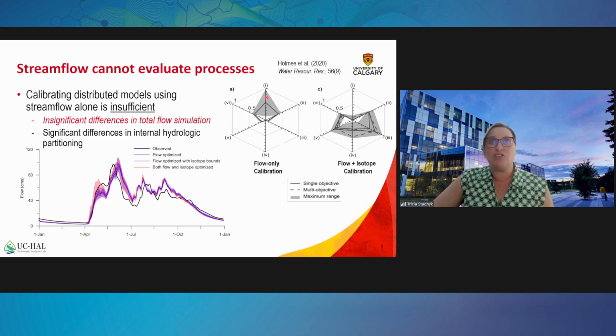And essentially it's showing that it's dominated by one process with quite a bit of uncertainty, as shown by the gray bands, and then two other processes, which really are indicating a difference from when we add the isotopes to the calibration. It's almost completely opposite, where the water is stored in a completely different place in the model and different processes are controlling the flow response. And so this should be concerning to us as modelers because we don't see any difference in the total flow simulation, yet internally what's happening in the model is entirely different under these two scenarios.